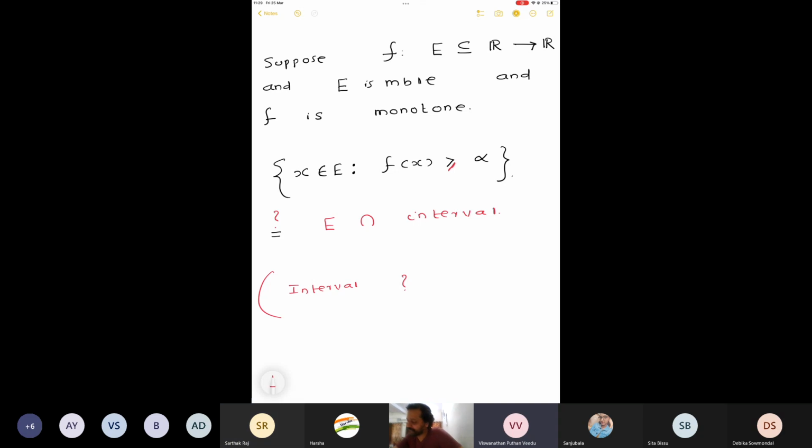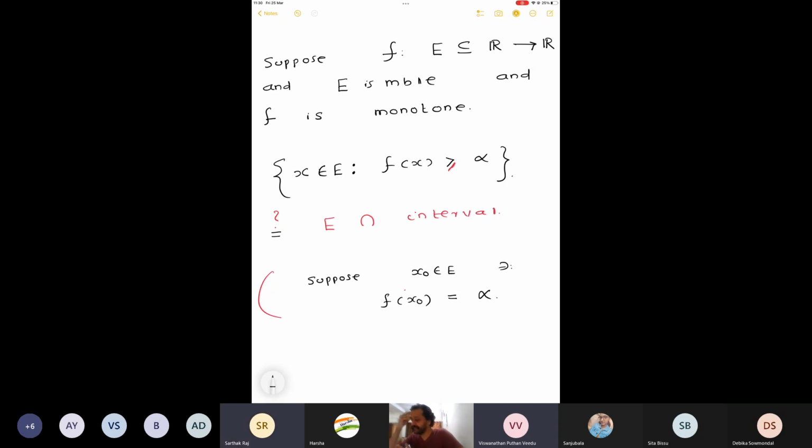So if alpha is attained at some point, let me write that. Suppose there exists an x naught such that f of x naught is equal to alpha. Is this what you are saying?